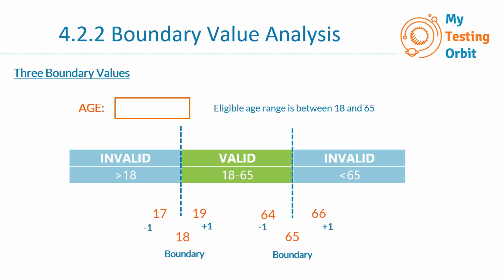Okay, so the problem here can be that if we use three boundary values and the boundary value fails, we will not know if only the boundary value failed or if the entire partition failed. Because for equivalence partitioning, we take one value from each group and expect that the entire group will behave in the same way.